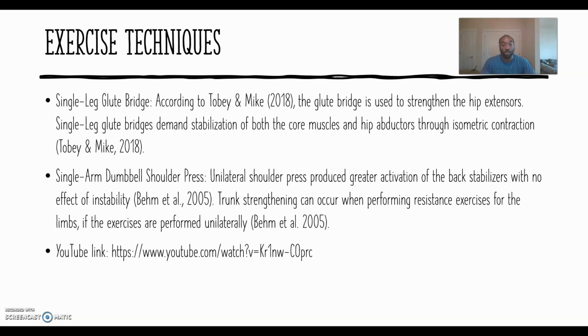The single arm dumbbell shoulder press, a unilateral shoulder press, produced greater activation of the back stabilizers with no effect on instability, according to Him et al. 2005. Again, I love using unilateral exercises because they demand more from the core musculature and for stability purposes.